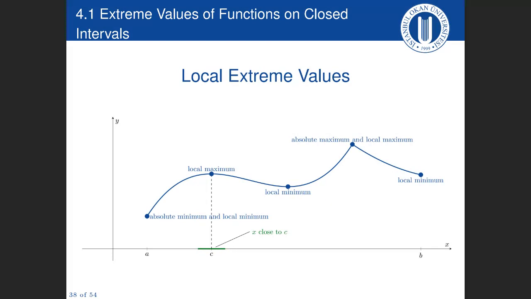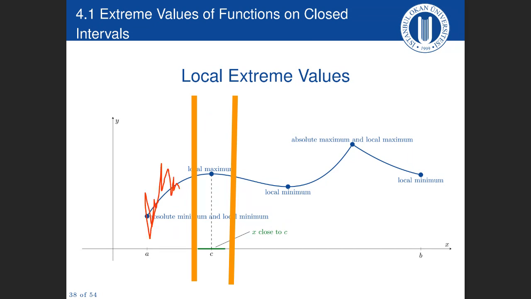There's more extreme values that we can talk about. We can talk about local extreme values. First, let's talk about this one just here, this local maximum. The idea is, what do we get if we look close to c? Let's suppose we just look at the function between these two orange lines. So forget about the rest of the function. Cross it all off. If we only look close to the point c, then we can see that we have a maximum. We have the biggest point on the graph. If that's true, then we say we have a local maximum.